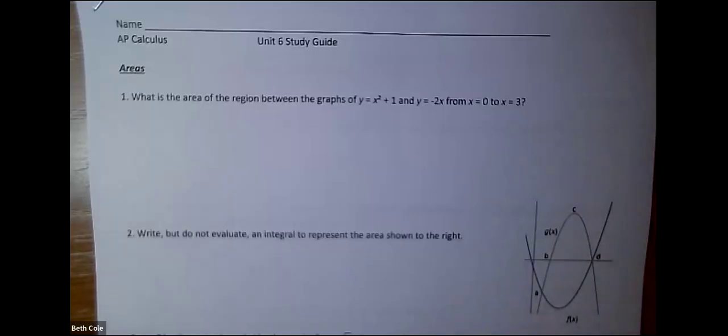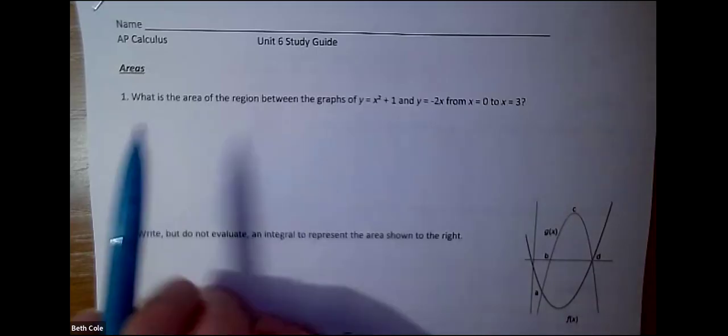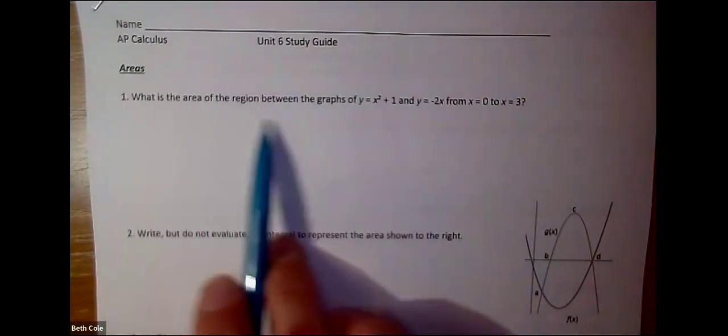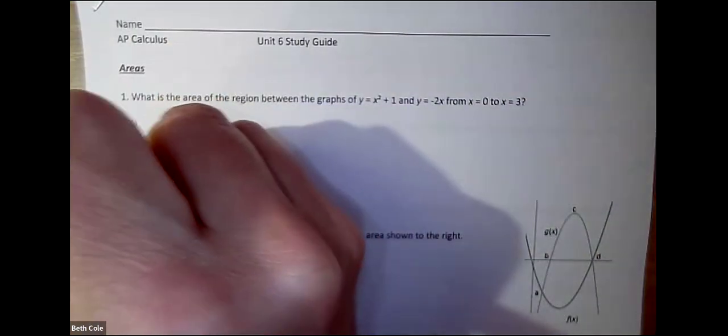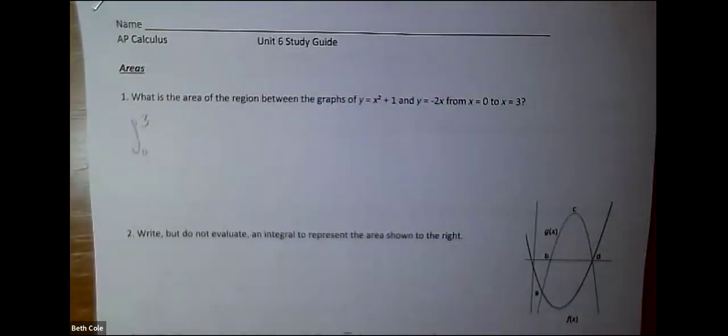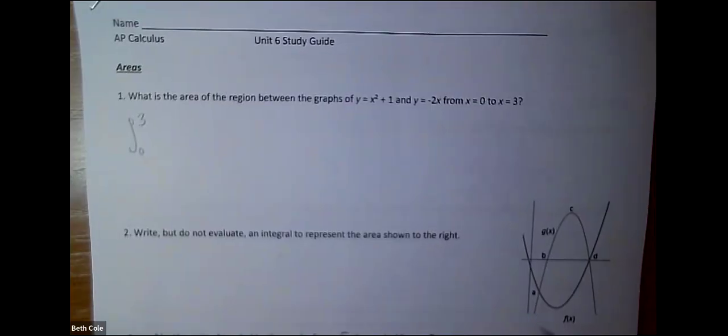All right, so this is your Unit 6 test review. Starting with areas. What is the area of the region between these two graphs from 0 to 3? So we're going to do integral 0 to 3. And I'm just going to make a very quick sketch.